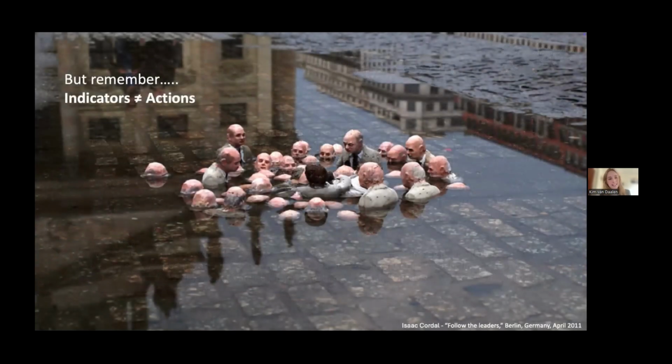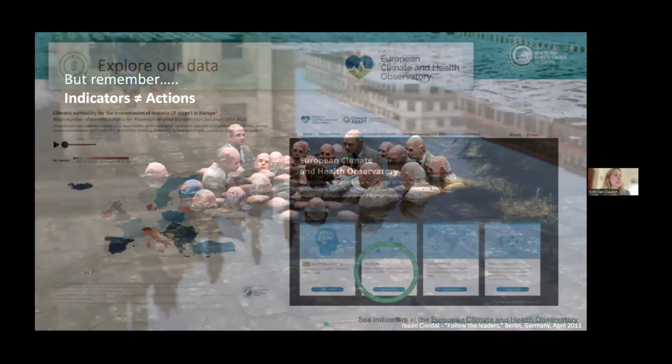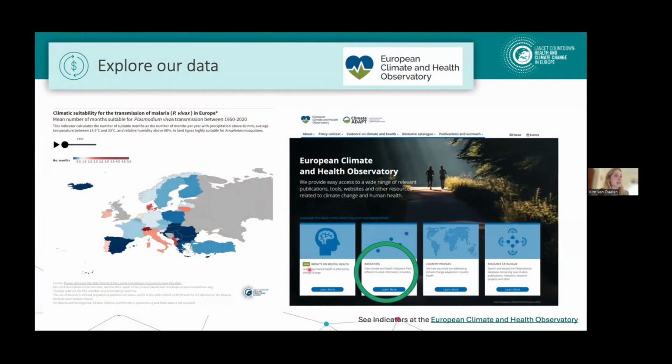So as Andrea said, indicators don't represent action. So what we are trying to do is find different ways to communicate our science. So I'm briefly going to show you a few slides, and then I'm going to end my presentation. So one of the main things that we've been doing is create interactive visualizations that you can find on the European Climate and Health Observatory to allow different actors to engage with the data themselves.